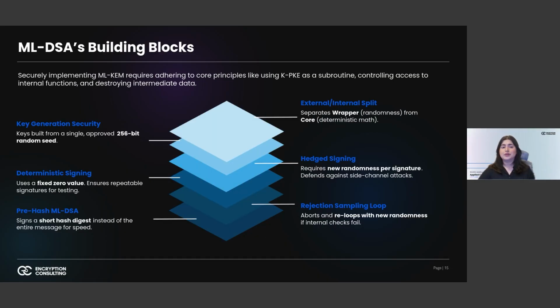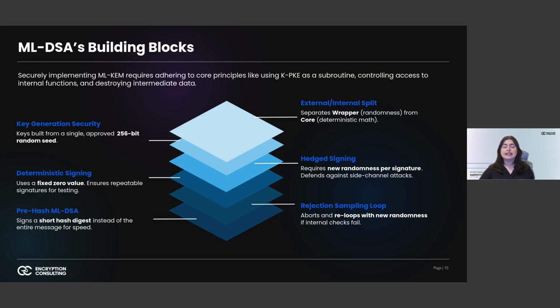Now, let's focus on the ingenious design philosophy of ML-DSA. The algorithm's strength doesn't come from a single complex idea. It comes from six core principles built into its structure, making it robust, reliable, and fundamentally testable in any environment.